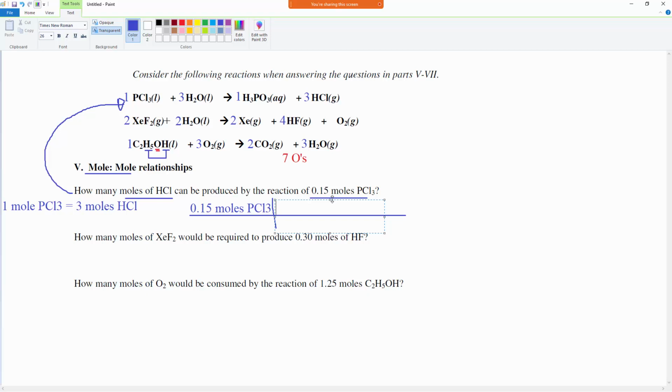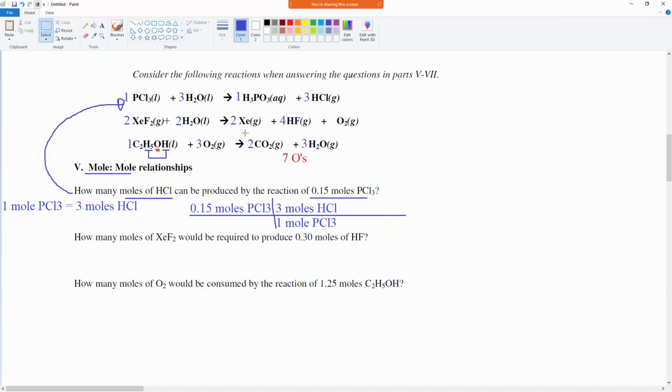Moles of HCl on top. So I'm going to put 3 moles HCl on the top and 1 mole PCl3 on the bottom. And when I do that, that's it. I don't have to keep converting because my moles of PCl3 cancel. And I'm left with moles of HCl, which is exactly what I wanted.